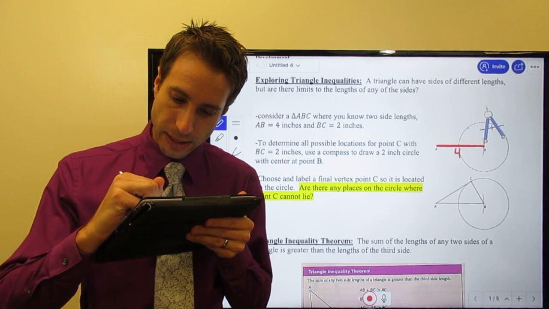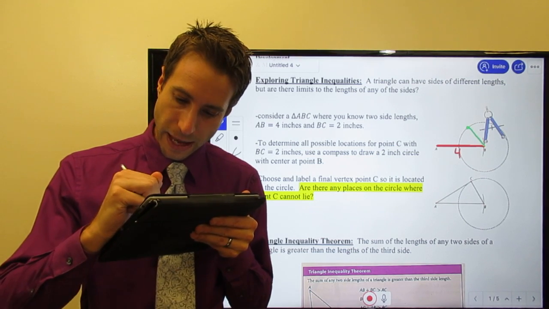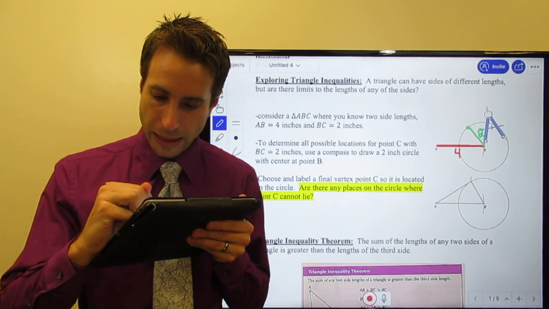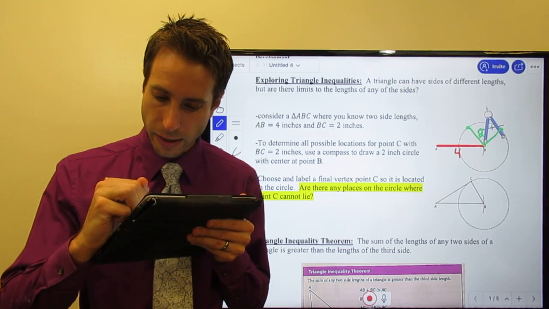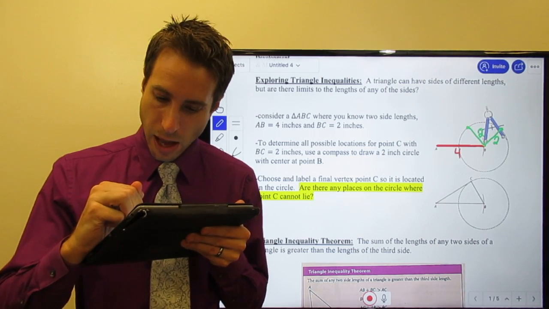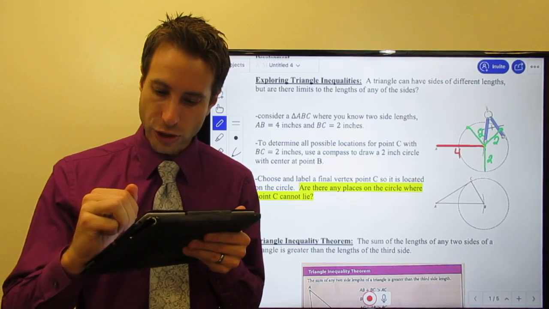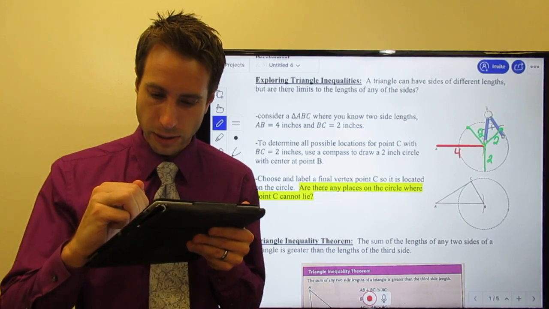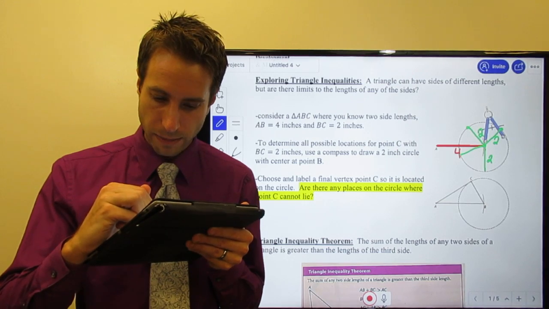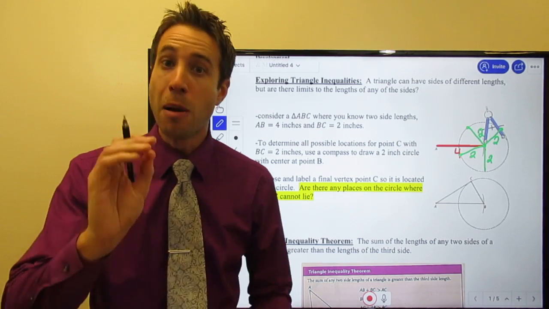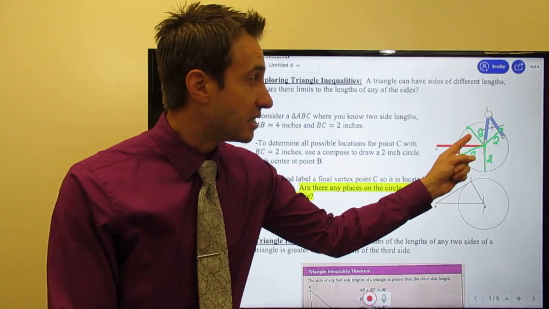I can put point C right here. That'll be 2 inches. I can put point C over here. It'll still be 2 inches. I could put point C down here. Still 2 inches. Or I could put C, let's do one more, maybe right there. Still 2 inches. But please notice what happens.